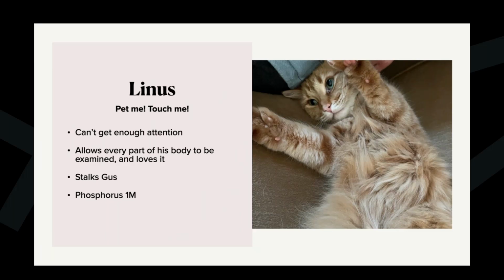And that's what his person says. He can't get enough attention. She has to hold him all the time. Luckily, she works from home. He allows every part of his body to be examined and loves it, but he stalks Gus. He stalked him badly. He would see him, usually from up above, and Gus would be in a different part of the room, and he'd start stalking, then he'd chase, and then Gus would go and hide.